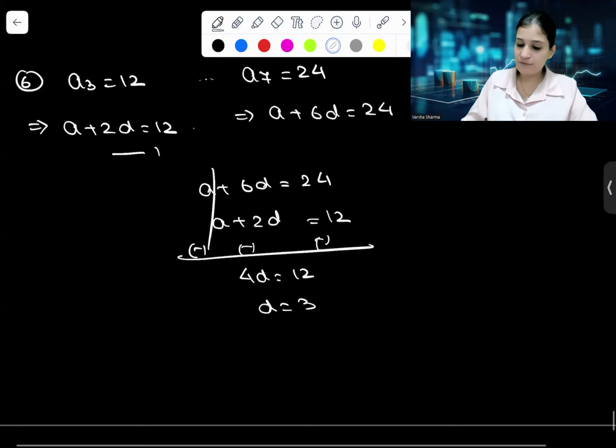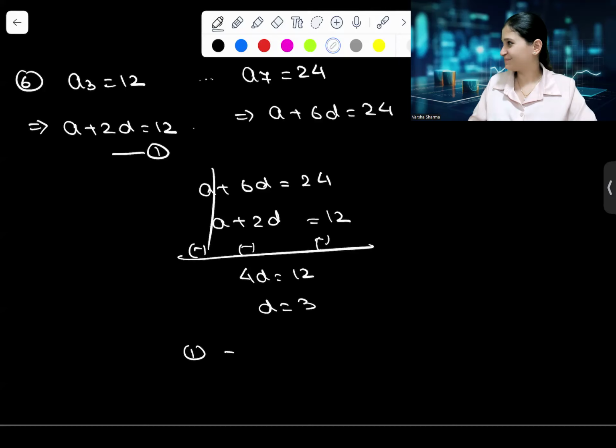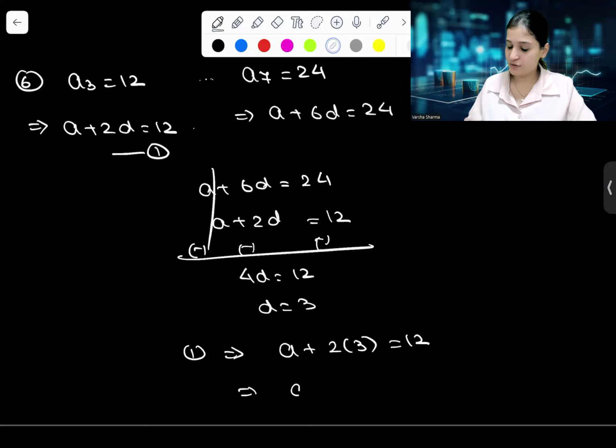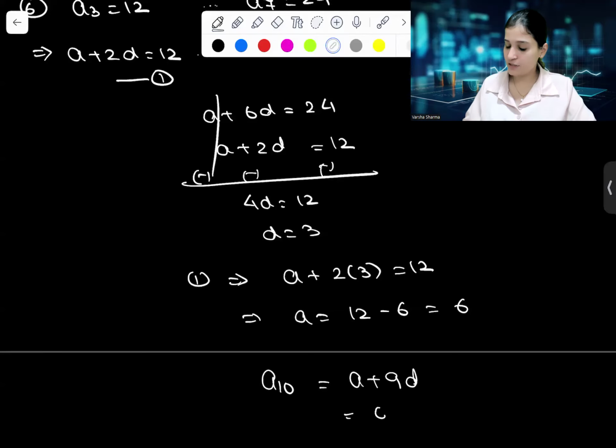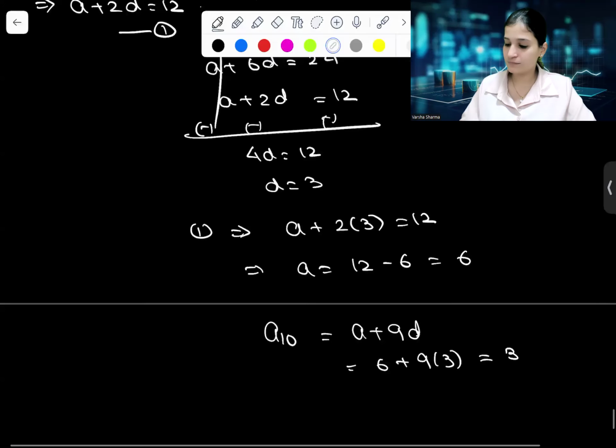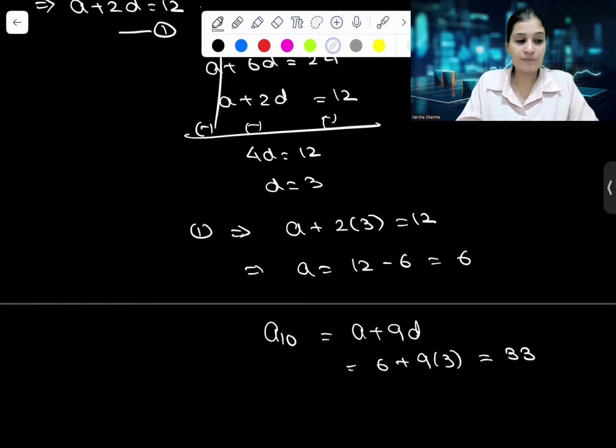Put this value in any one of the equations. A plus 2 into 3 equals 12. So A will be 12 minus 6, which is 6. What they wanted is the 10th term. So A10 will be A plus 9D. So 6 plus 9 into 3. Answer: 33. Any doubt?